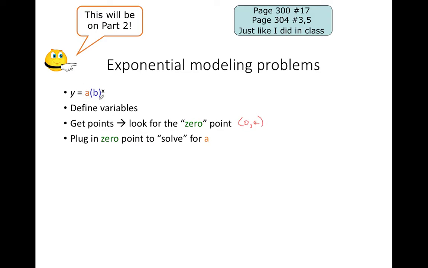What do I mean by that? Well, look at how this is going to be. What happens when you plug in 0 for x? You get a. So a must be the start, or the initial value, or the 0 point. That's what I call the 0 point. I call it a 0 point because when x is 0, you always get the dilation factor. So this is kind of a silly question.